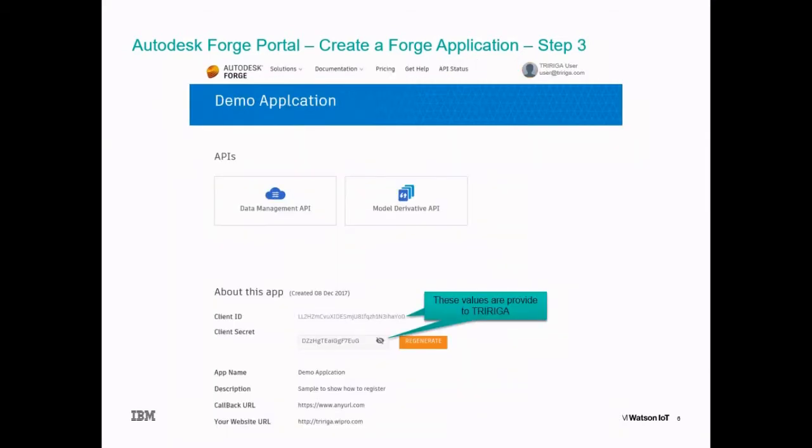Once you've created your application, you will receive a client ID and a client secret. These are the credentials that provide access to your Forge service applications. They're what you will need to enter into TRIRIGA to enable the Forge service. You should guard them closely as they do allow access to all of the models that you've stored through TRIRIGA or any other means with that application.